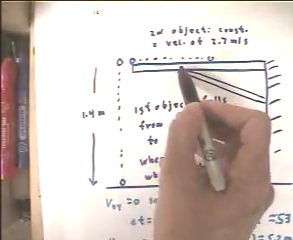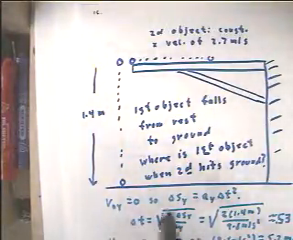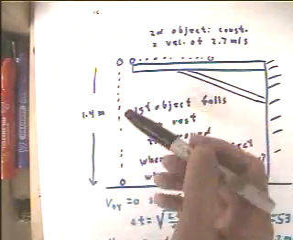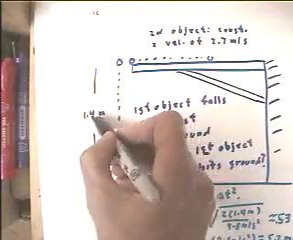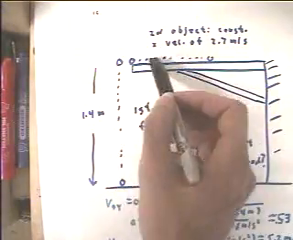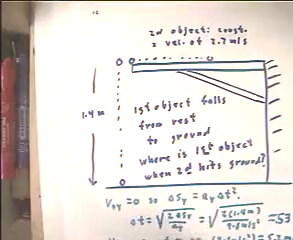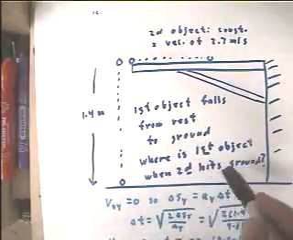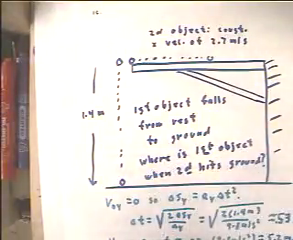The situation here is identical to the one that we just saw, except that the information given is slightly different. The first object will fall 1.4 meters under the influence of gravity. The second object moves along at a constant x velocity, this time of 2.7 meters per second. Now the first object falls from rest to the ground, and the question is, where is the first object when the second object hits the ground?